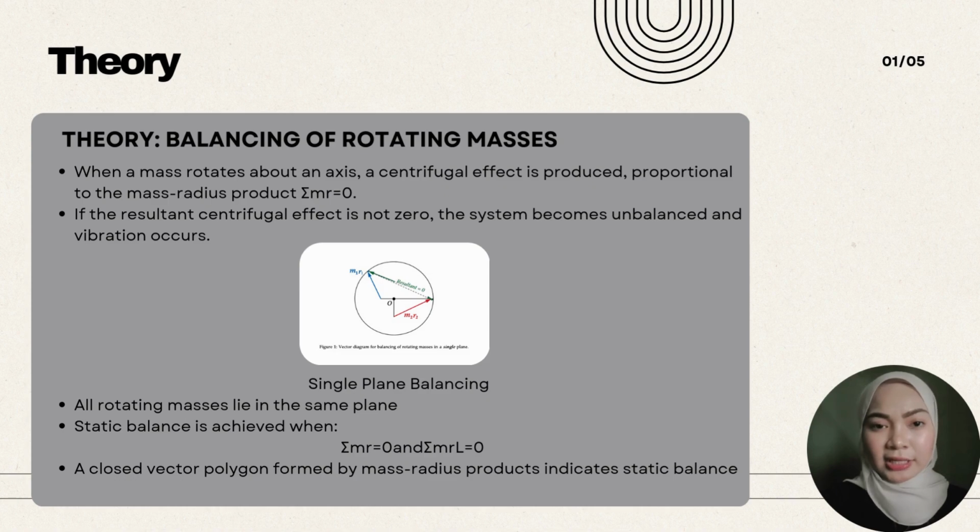In practical rotating systems, masses are distributed along the shaft at different axial positions. In this case, dynamic balance is required in addition to static balance. Dynamic balance is achieved when both the resultant centrifugal force and the resultant moment about a reference plane are zero, which are sigma mr equals zero and sigma mrl equals zero. When these conditions are satisfied, the rotating system operates smoothly without vibration.